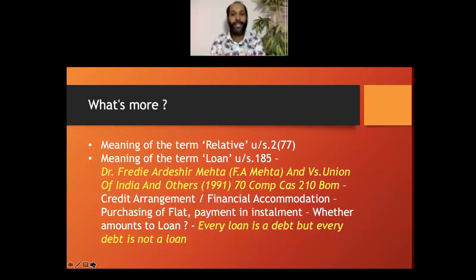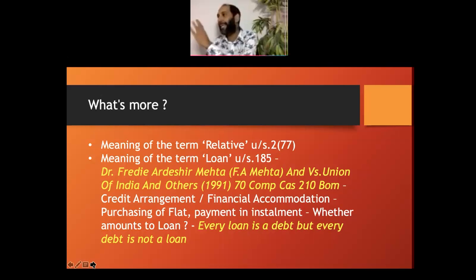because in this case the company sold its flat to directors and the directors paid the price of the flat in different installments. The law caught it and said that this is a loan, but the court said this is not a loan, this is only a credit arrangement, only a financial accommodation. So for something to be a loan, you have to give some money to the other person and the other person will be repaying the same with interest or without interest.